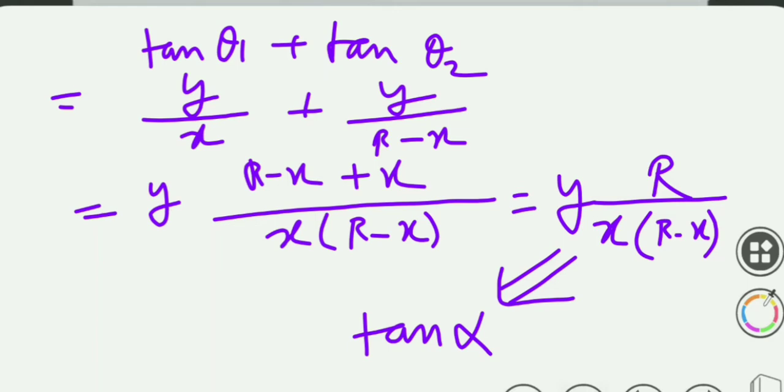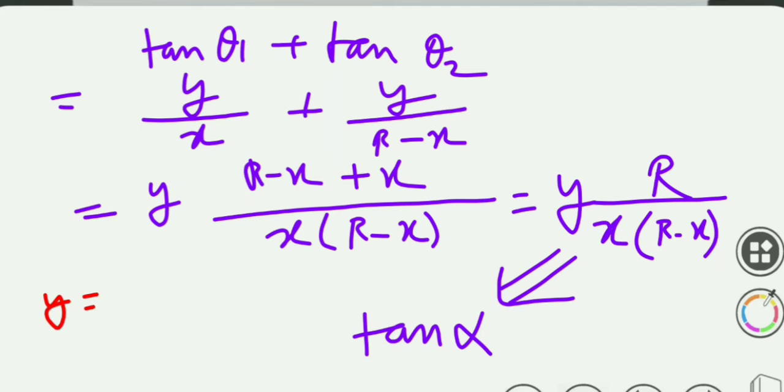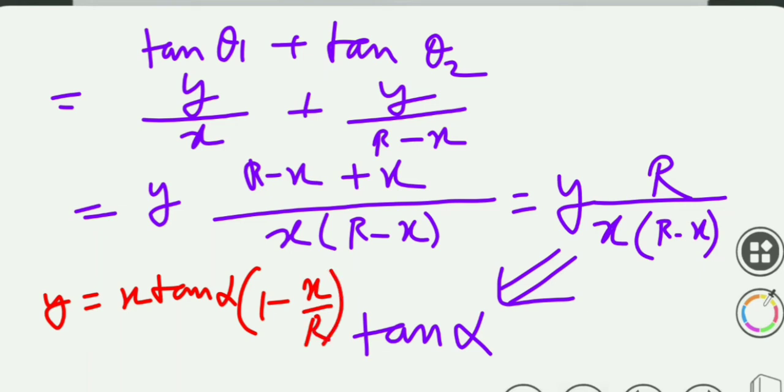So by using the equation y is equal to x tan alpha into 1 minus x by R, we can prove this result. The expression tan alpha is equal to tan theta 1 plus tan theta 2 is given in the options of many MCQs in competitive exams like JEE and NEET. So now you can directly mark the option, and you also know how it is proved.